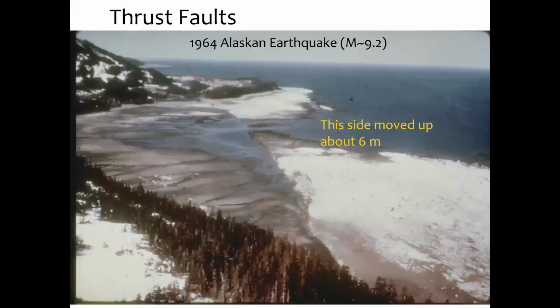It's also motion that exists along thrust faults. That can be hard to tell, what exactly the thrust fault is on this picture, right? But this was from 1964, the largest earthquake to occur on US territory, so a magnitude 9.2. It totally changed the morphology of this particular area along the Alaska coast. And this set of coastline actually moved upward about 6 meters. That's a lot of motion.